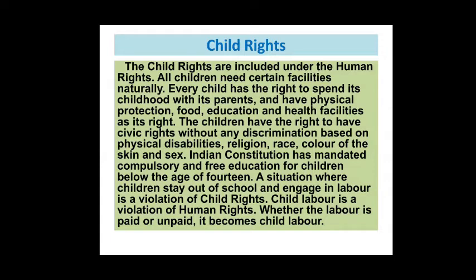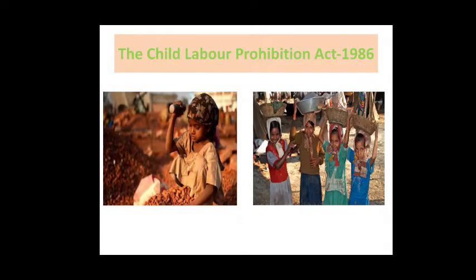So, next topic, the Child Labor Prohibition Act of 1986. According to this act, a child below the age of 14 years cannot be employed in any kind of labor. Any kind means mining, industry, construction, anywhere. Any person who employs such children for labor is liable for imprisonment and a fine of 50,000, compulsory. Fine is there, and imprisonment also is there. One year, and fine, both.